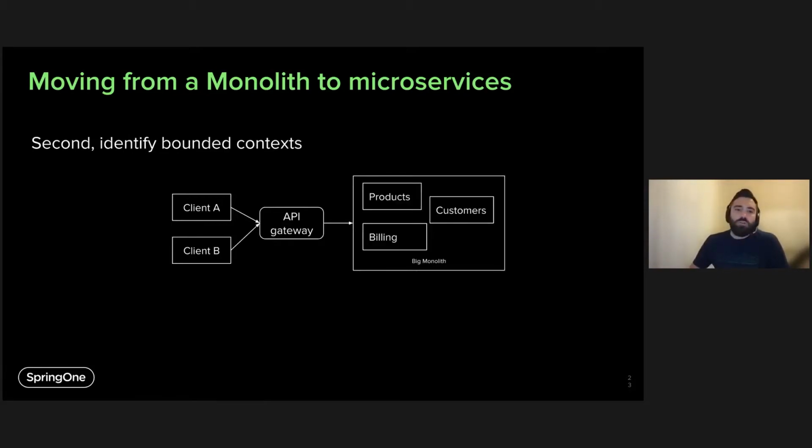Then, while we are adding that gateway, we need to start identifying what bounded contexts our monolith has, or what can be extracted and simplified, basically.